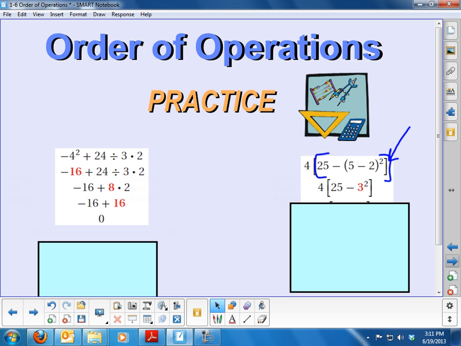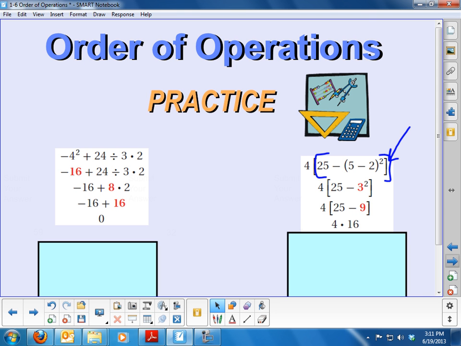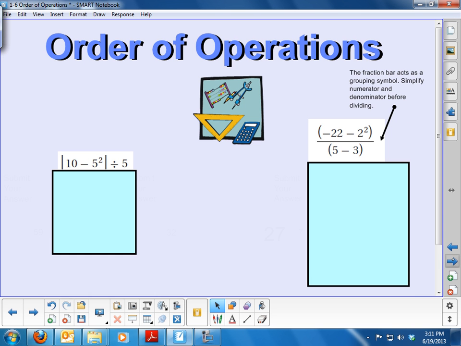What comes next, the subtraction or the exponents? The exponent. So I need to do 3 squared, which gives me 9. Now take care of your subtraction, and then it isn't until our very last step that we get to take care of that multiplication of the 4 that was on the outside of our grouping symbols to produce 4 times 16, which is 64.